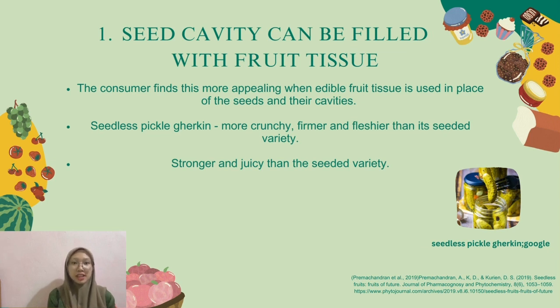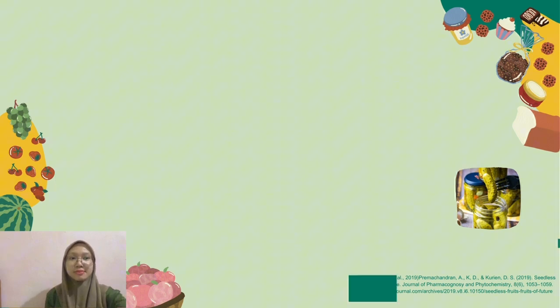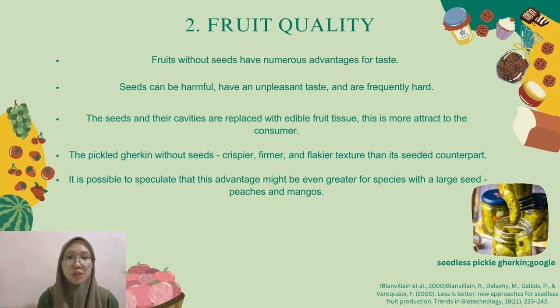One could predict that species with large seeds, such as peaches and mango, or those with large cavities filled with many seeds like melons and papaya, may benefit even more from this characteristic. The second one is fruit quality.